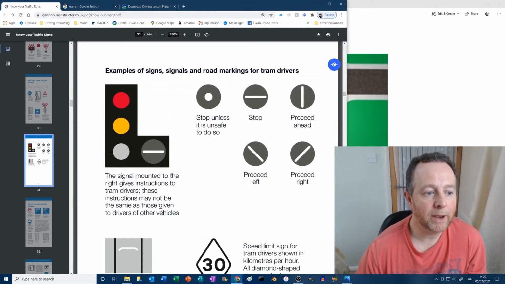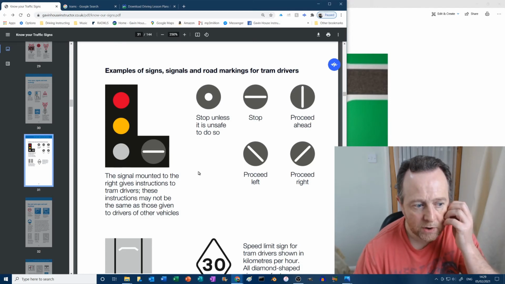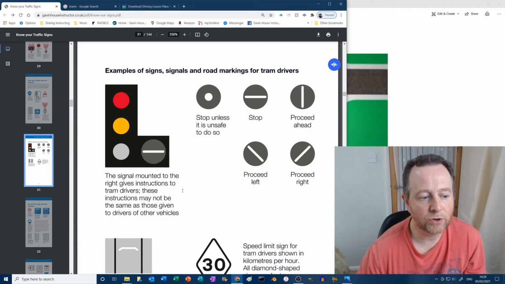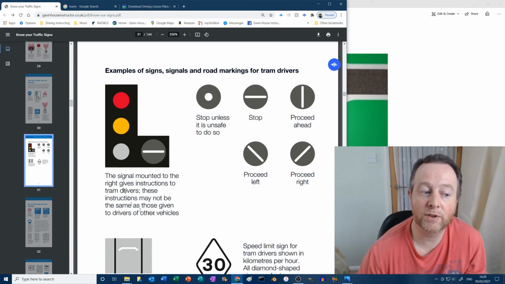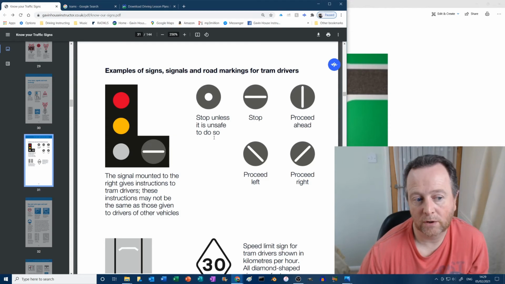Right, examples of signs and signals and road markings for tram drivers. Here we go. So these are your typical traffic lights. That would be for a car. If that went green, that would be for the car, but this one means stop. So we've got the signal mounted to the right gives instructions to tram drivers. These instructions may not be the same as those given to drivers of other vehicles. And these are the symbols that they're going to get in there. So you've got, okay, fine, stop unless it's safe to do so.